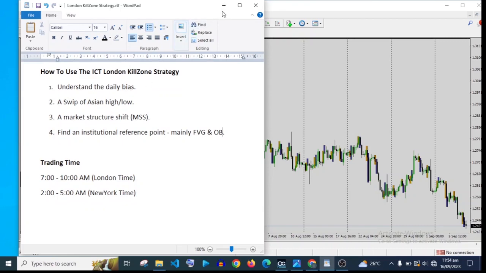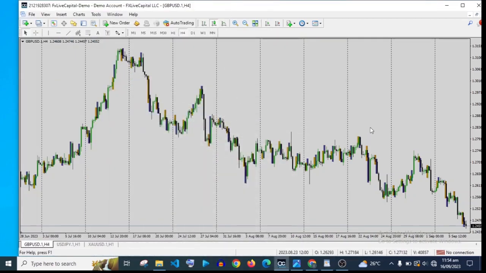So what's your daily bias? Your daily bias is simply understanding what the market is going to do for that day, simply understanding the direction of the trend for the day, right? So that's the first thing we want to do, right? And I said earlier that in order for you to start trading with the London Kill Zone, you have to go to your 4-hour time frame, right? And then from the 4-hour time frame, you can consider what your daily bias is.